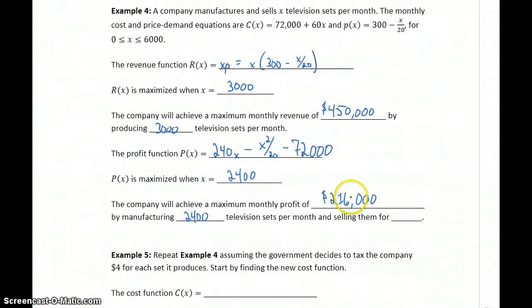So we're going to get our maximum monthly profit of $216,000 if we manufacture 2,400 television sets and sell them for $180 each. So the 216,000 comes from the profit function. The $180 comes from our price demand function. In each case, those functions being evaluated at x equals 2,400.